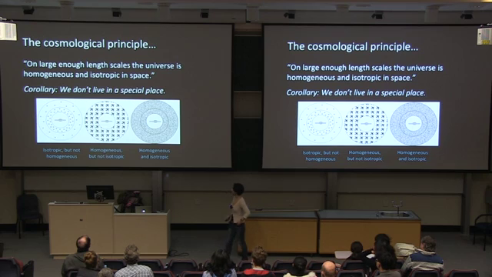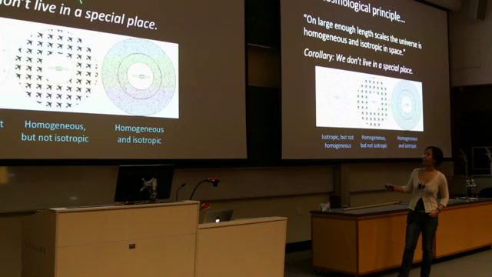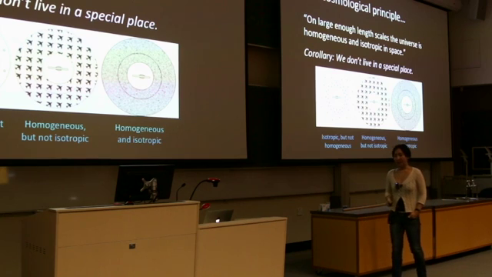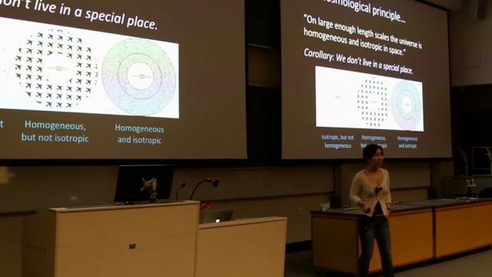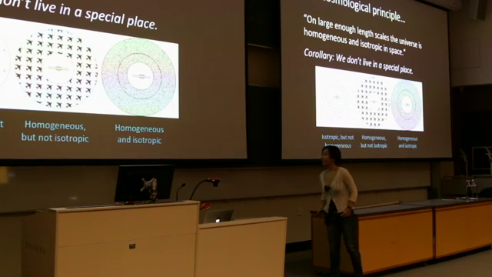So let's look at what kind of principles underpin modern cosmology. The central tenet of cosmology is the cosmological principle, and basically it states that on large enough length scales, the universe is homogeneous and isotropic in space. Another way to put it is that we're not special. We don't live in a special place.